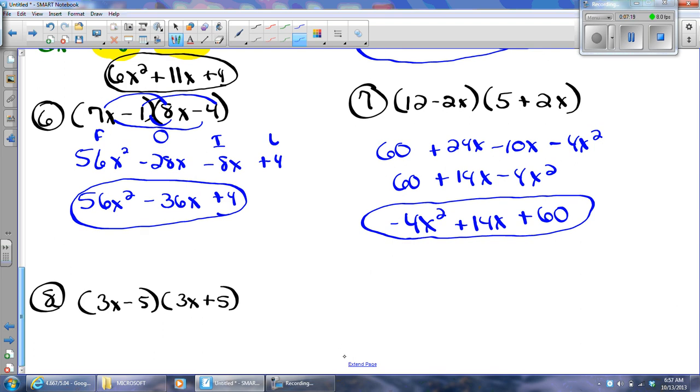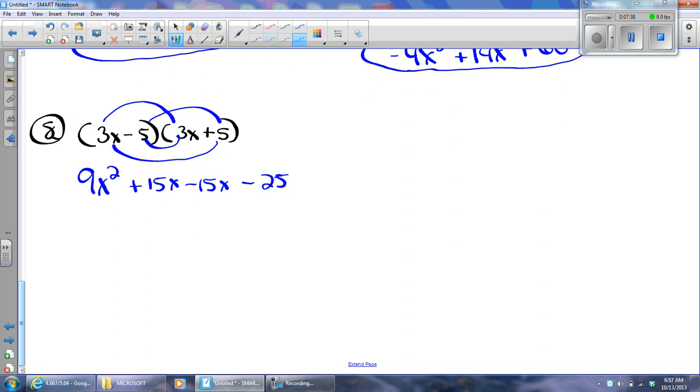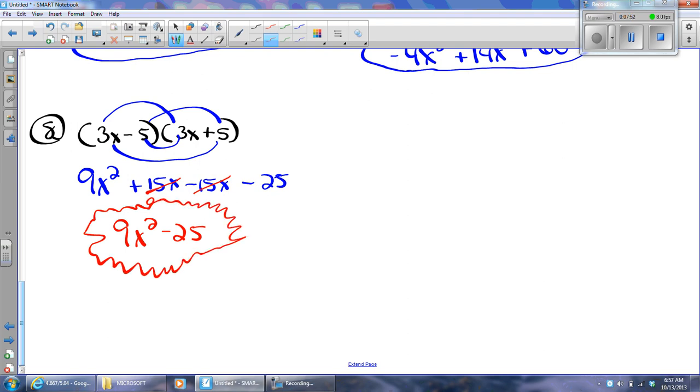All right, one last problem. And this one's kind of cool. I like this one a lot. I'm going to do my first, and I'm going to get 9x squared, right there. We're going to do my outers and get a 15x. My inners will give me a negative 15x. And then my last will give me a negative 25. And so these will cancel out. I'll be left with 9x squared minus 25. And this is a very special pattern when we do the big F word. Okay, I'll draw more attention to that later.